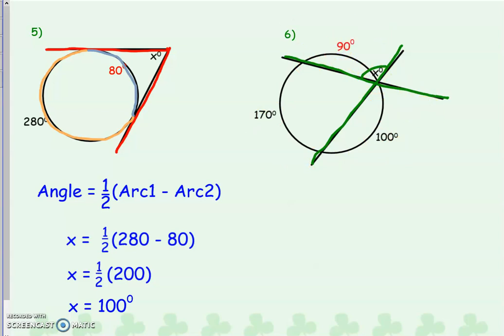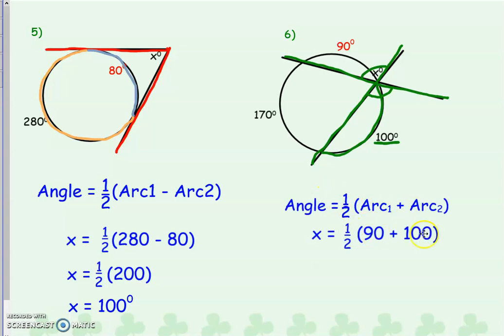But don't forget, always look for the back door. And the back door eats this 100. See how this arc right here is eaten by that mouth. So in this case, vertex is on the circle. It's half the arc plus a back door. It's half of 90 plus 100. It's 95 degrees. Well, I hope this helped.